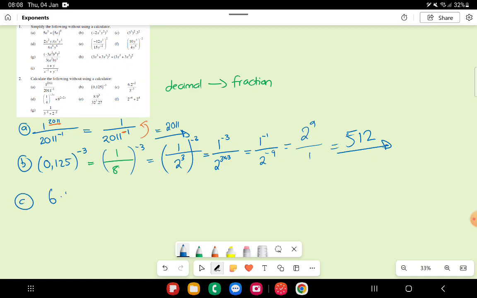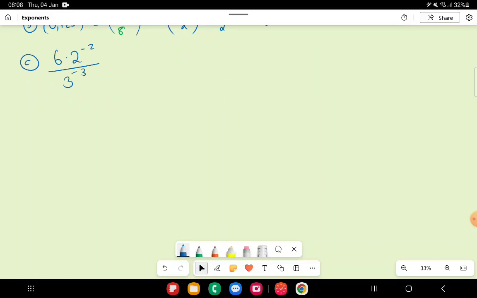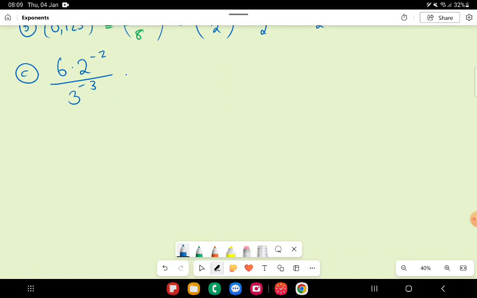Question C is going to be 6 times 2 to the negative 2 over 3 to the negative 3. Okay, so prime numbers, let's start with the 6. The 6 becomes 2 times 3, and that is 2 to the negative 2 stays the same, and 3 to the negative 3 stays the same. Now we're going to use the same base, and we're going to start with the 2's. Got a 2 there, and I got a 2 there.